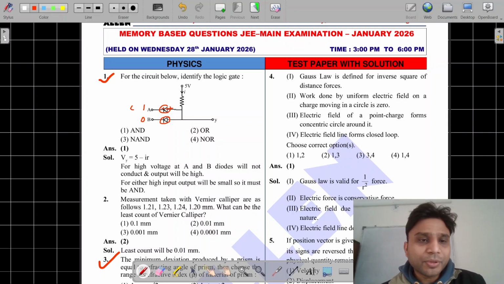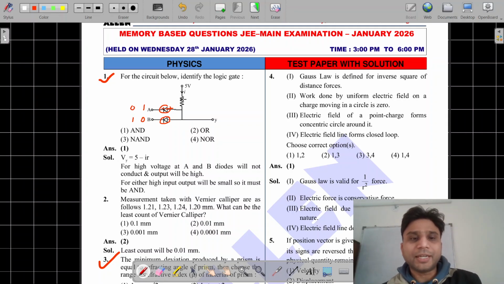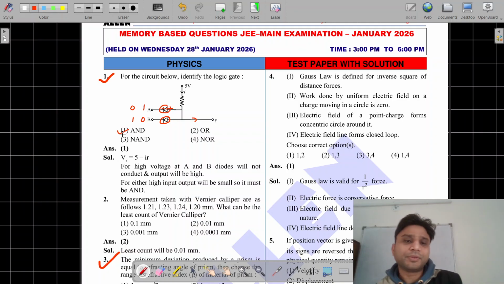The reverse case would be when A is 0 and B is 1. Again, the current would be unable to flow to Y. But when A and B both are 1, then A and B both are in reverse bias. So current would be unable to flow to point A and point B. Current would completely go to point Y, which is the point that it would be an AND gate.